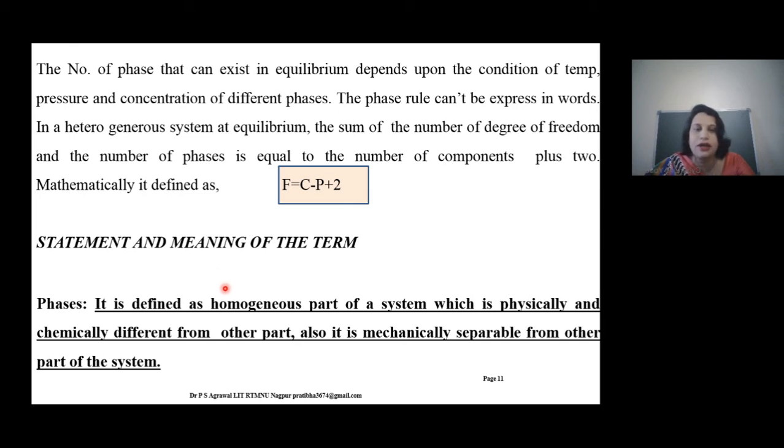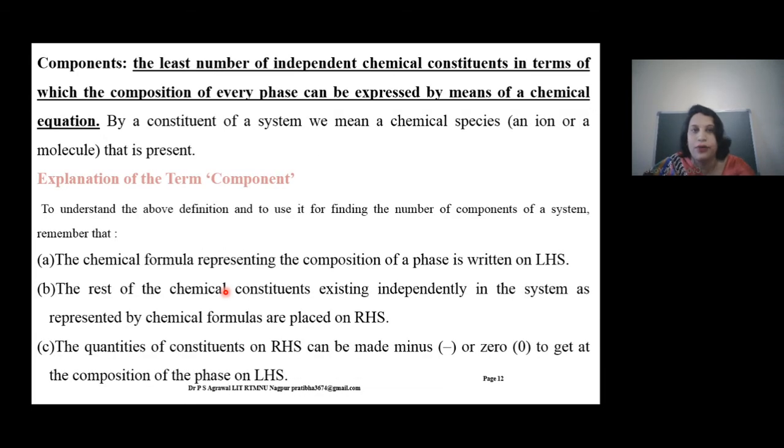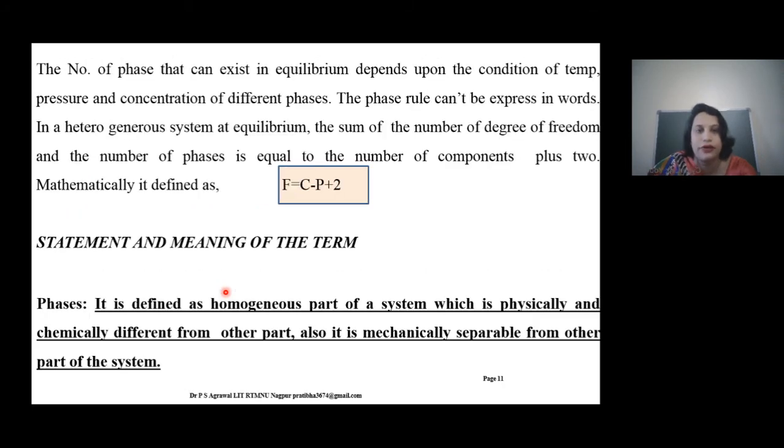A phase is defined as a homogeneous part of a system which is physically and chemically different from other parts, and also mechanically separable from other parts. Now we will discuss some more about phases. Pure substance: a pure substance exists as solid, liquid or gas.